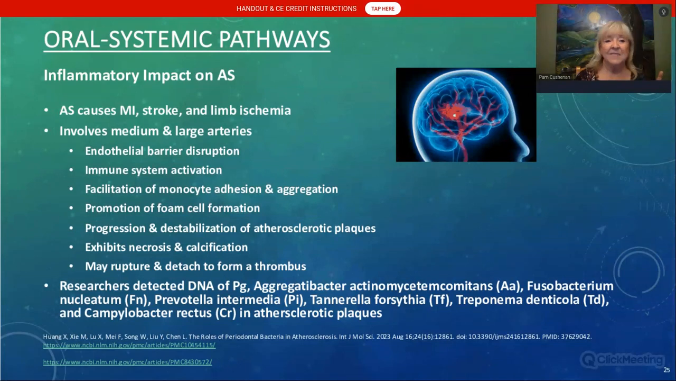Researchers have detected the DNA of these bacteria that we've already listed: PG, AA, FN, PI, TF, TD, and CR in these atherosclerotic plaques. That's pretty huge evidence.